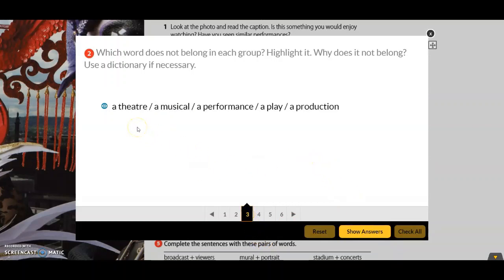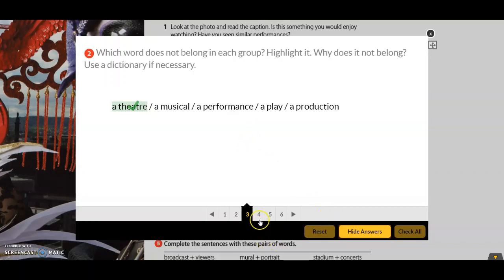We have theater, a musical, a performance, a play, a production. What would be the answer? Let's check it. A theater. Why a theater? A theater, maybe because a production and a play and a performance are related to the TV program, as I already mentioned. Maybe a news program or a radio program where you can hear a performance or just a play.